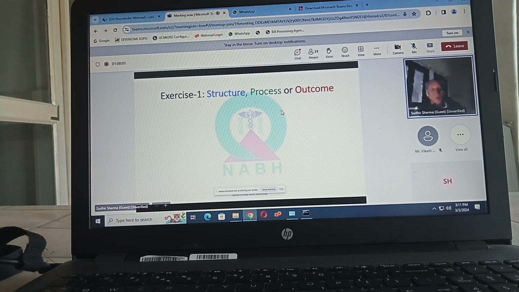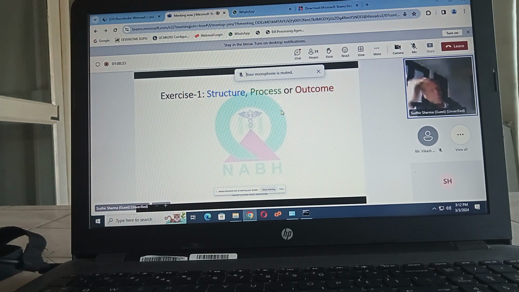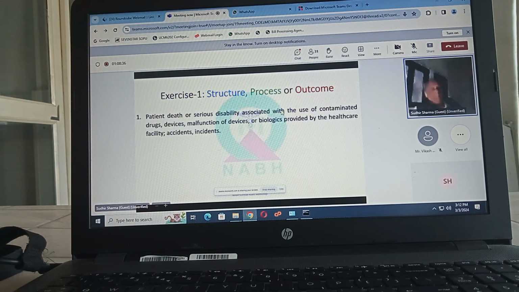Or come up with the answer. As a topic of your auditing, what is your organization? The color coding is going to be the topic of the present. This talks about patient health or serious disability. So obviously, it is an outcome.